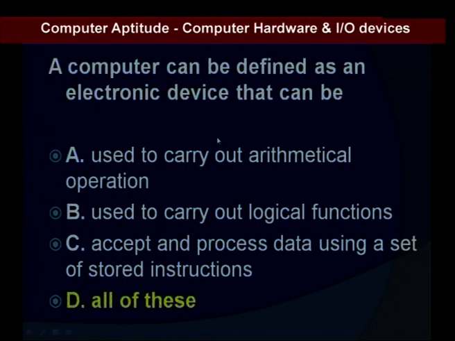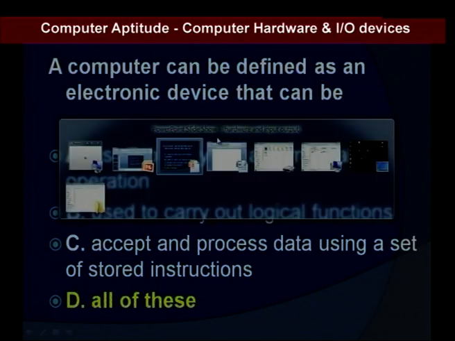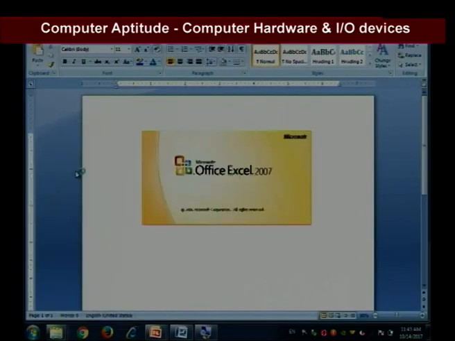A computer can be defined as an electronic device. These are all topics that come under processes used to carry out arithmetical operations. Arithmetical operations are nothing but addition, subtraction, multiplication, division. I will show how to do arithmetical operations in the system. It starts within Excel. You can do calculations in Word also, but Excel is useful for calculation purposes.